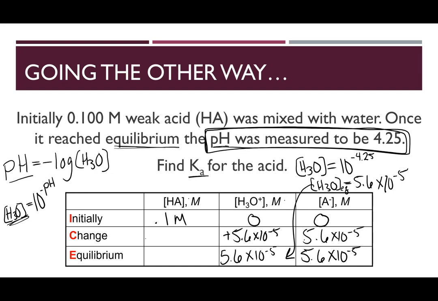All right, so change over here, remember, is going to be a negative, so it's going down by the factor of 5.6 times 10 to the negative fifth. So I'm going to take 0.1 minus 5.6 times 10 to the negative fifth. And I'm going to get 0.0999. Okay. Well, now that I have an equation for Ka, now that I have all of the numbers in my table at equilibrium, now I just need to plug and chug.